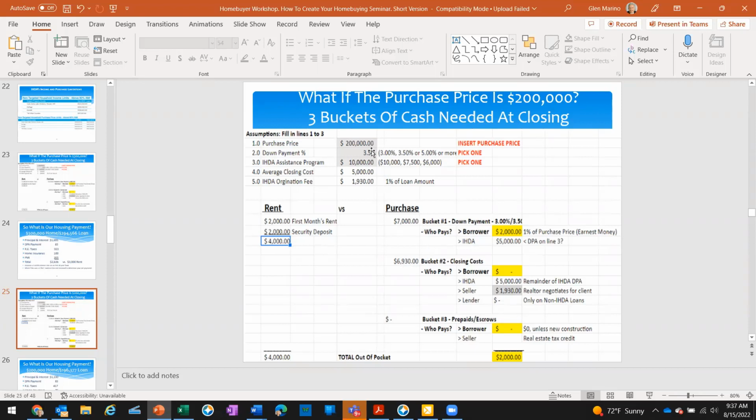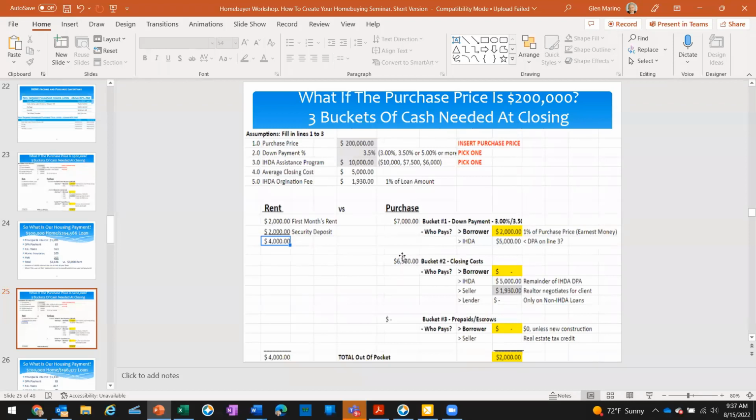Bucket number one, 3.5% of 200,000 is only $7,000. You need to come up with 1%, which is $2,000. 1% of 200,000 is 2,000. I need another $5,000, so I'm going to take it out of the $10,000 down payment assistance bucket from IDA. 2 and 5 is 7. I got all the money for bucket number one. Put a check mark on it.